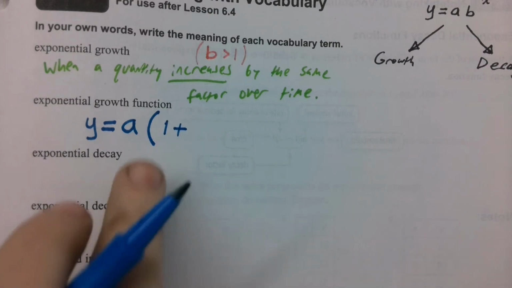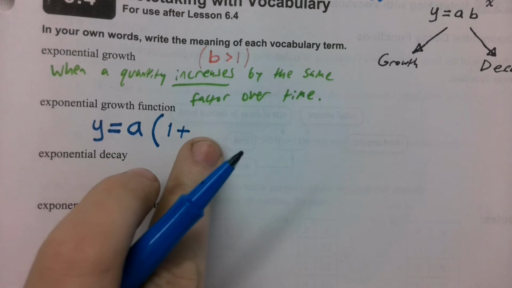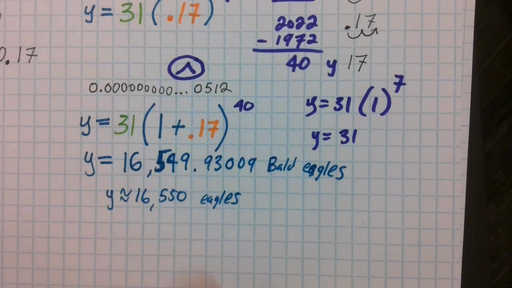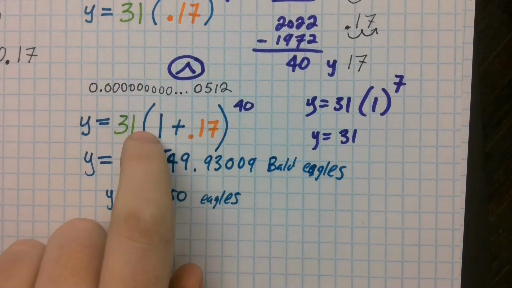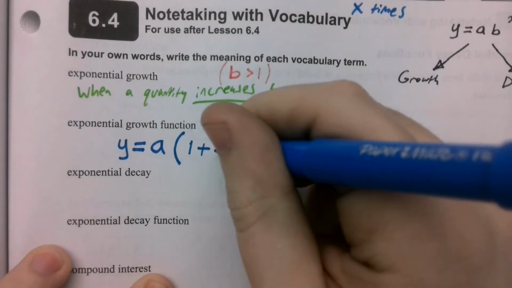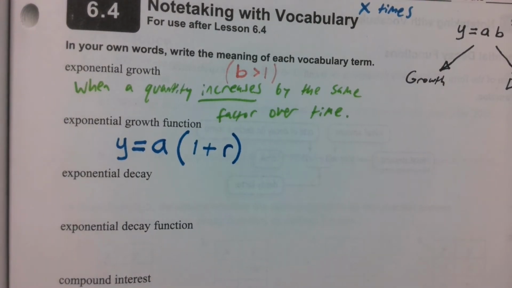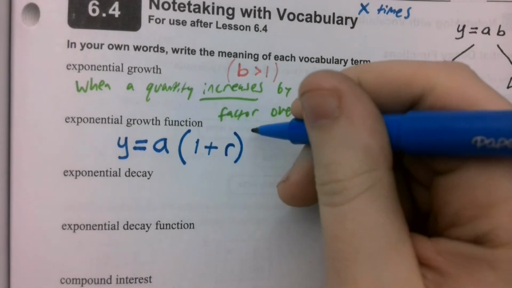But we can't use b. We can't use b, because b is our whole growth factor. In the problem we just did, for instance, our value for b would be 1.17, because 1 plus 0.17 is 1.17. Instead of using b, we are going to use the letter r. Finally, instead of using x as our exponent, we're going to be more specific and use t.